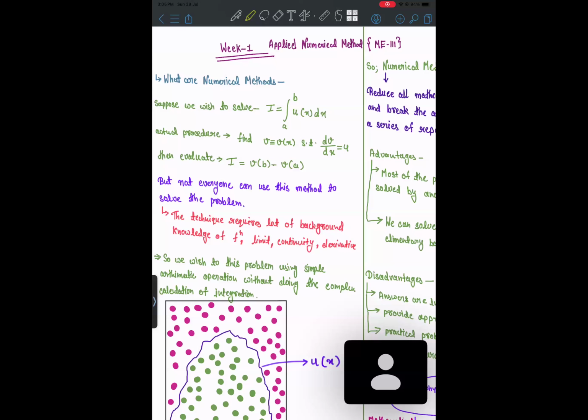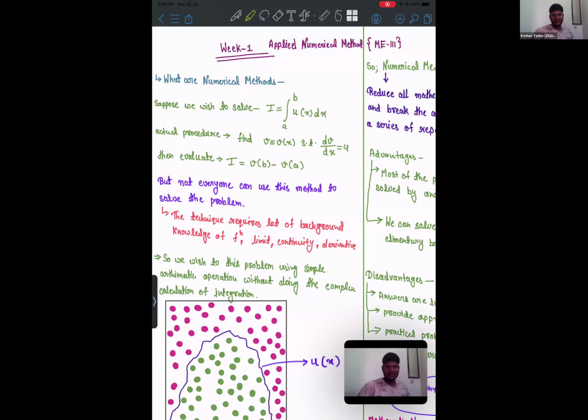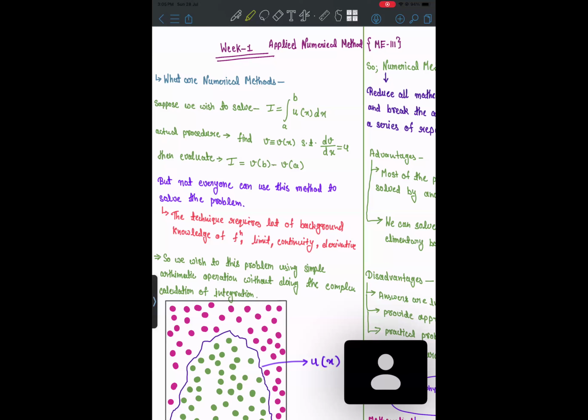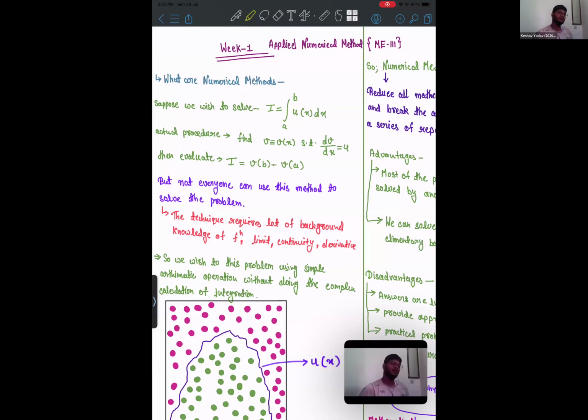So in week 1, you have seen what numerical methods are, and the instructor also discussed finding the roots of nonlinear problems with one variable. In that, he first discussed the bisection method, and second, the Newton-Raphson method.